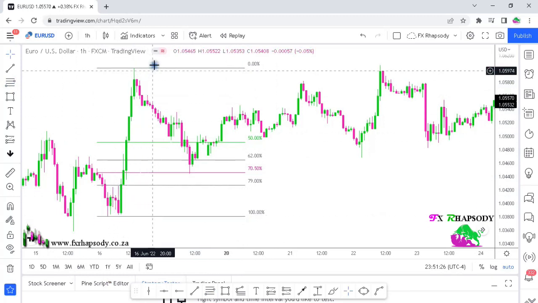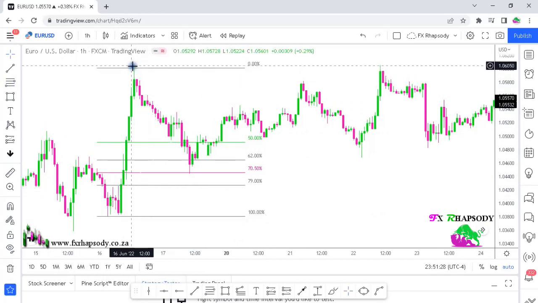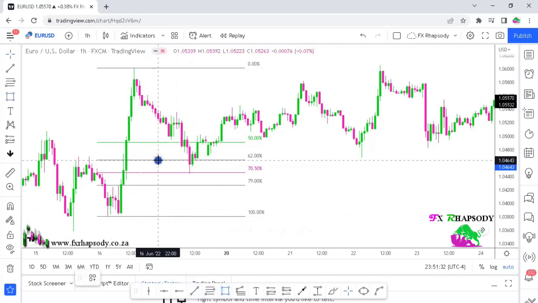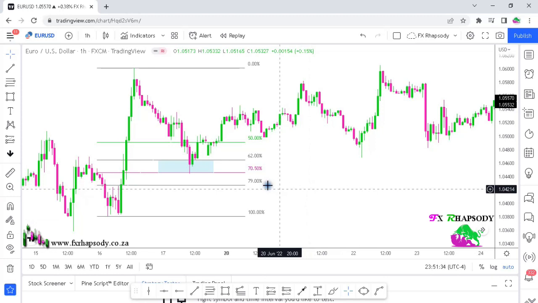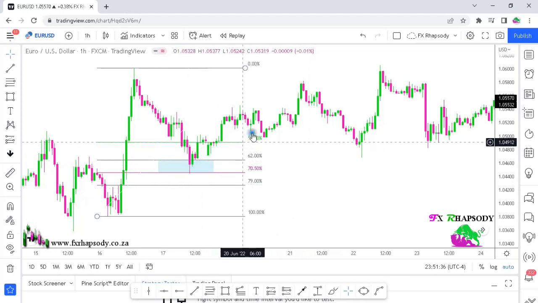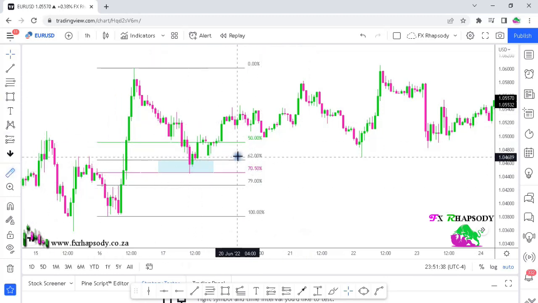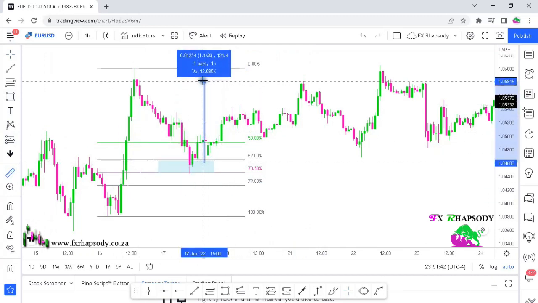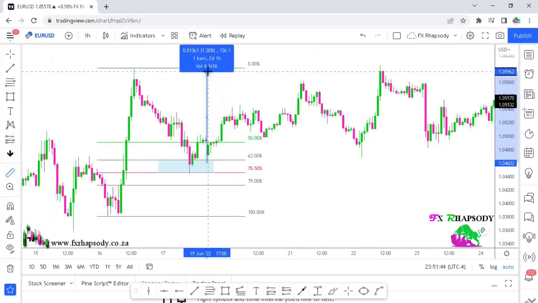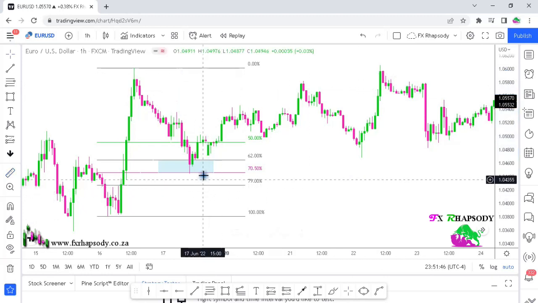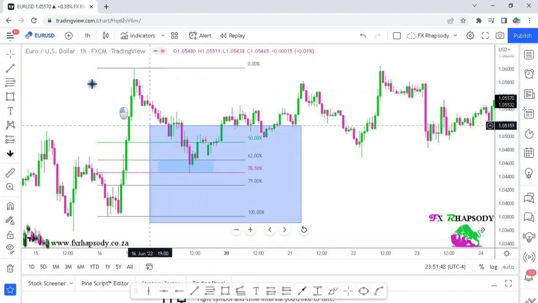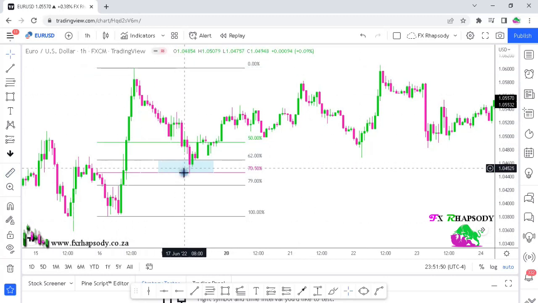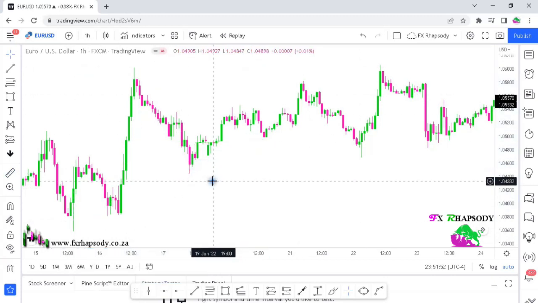It made a swing high. It retraced nicely to the 62% retracement area. Okay, nice buy opportunity again that you could have caught. Just going to highlight this out. So this is where you place your entries, and that was a nice 130 odd pip move in the making. Always look out for these retracements on your Fibonacci.